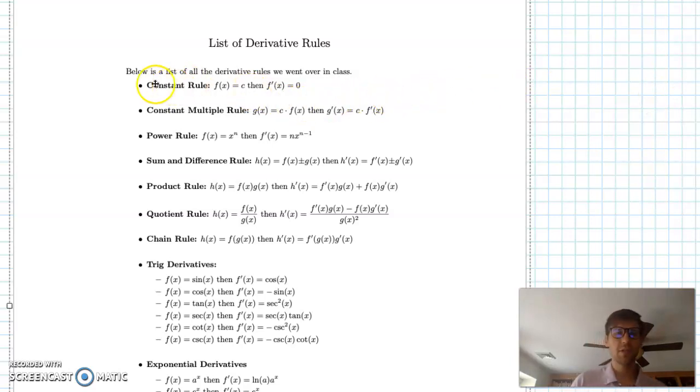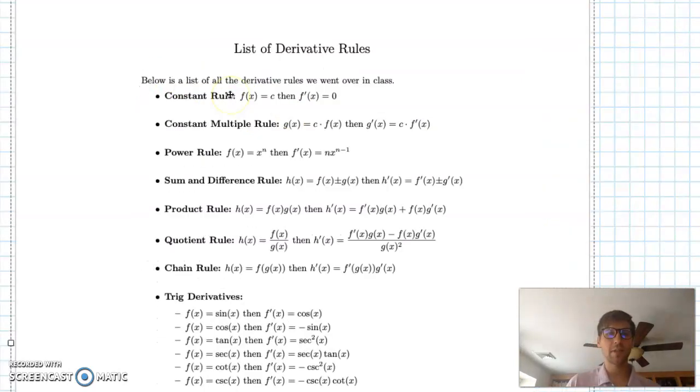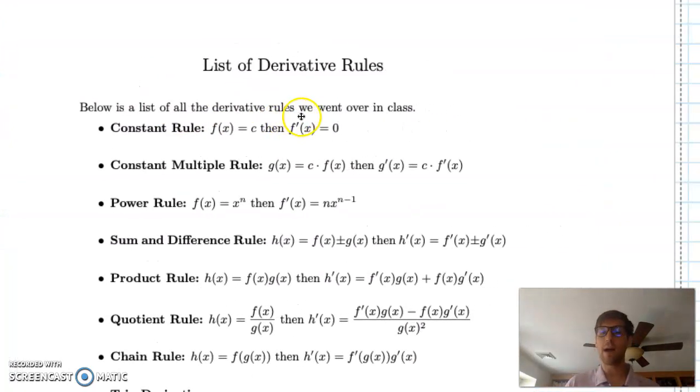So you'll see here the constant rule. We talked about this a bit. In my mind, it makes a lot of sense. If f of x is a constant function, so c would be a number, its derivative is zero. Well, thinking about the slope of the tangent, it's horizontal, so the slope is already zero.